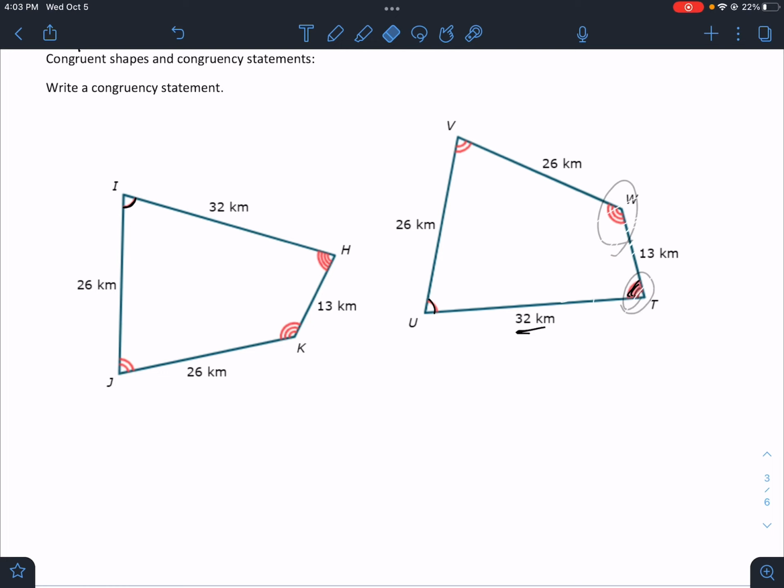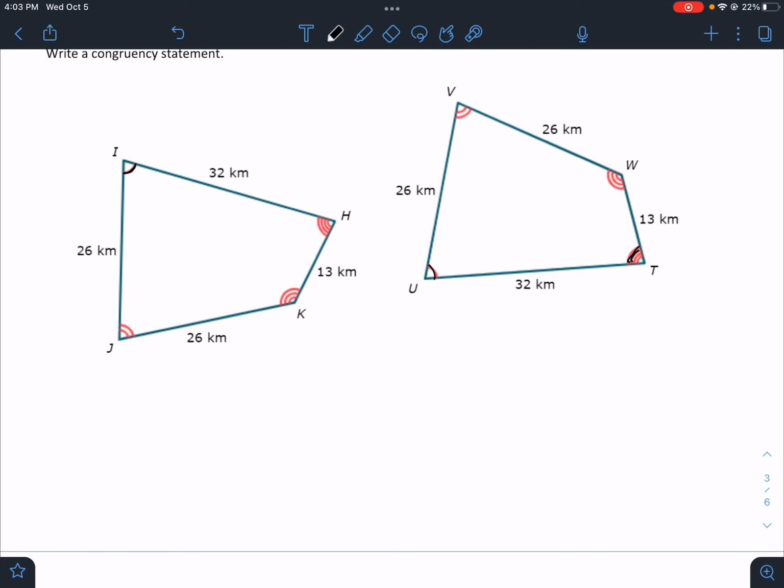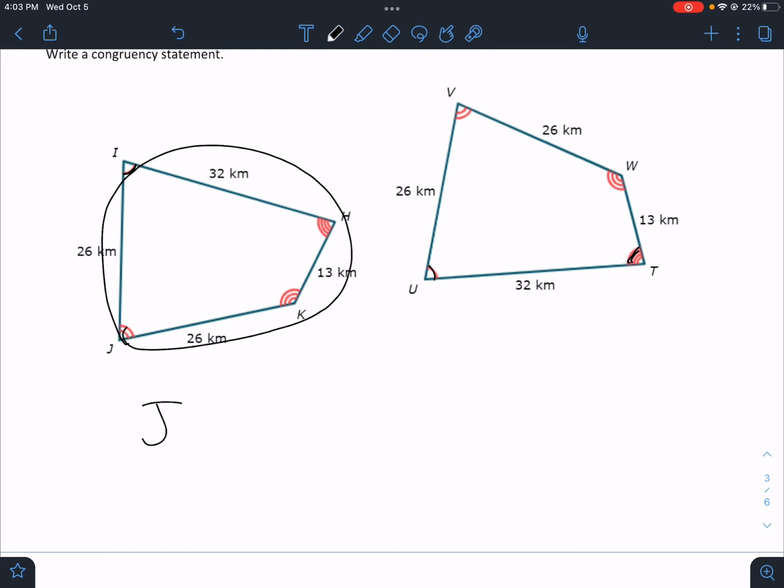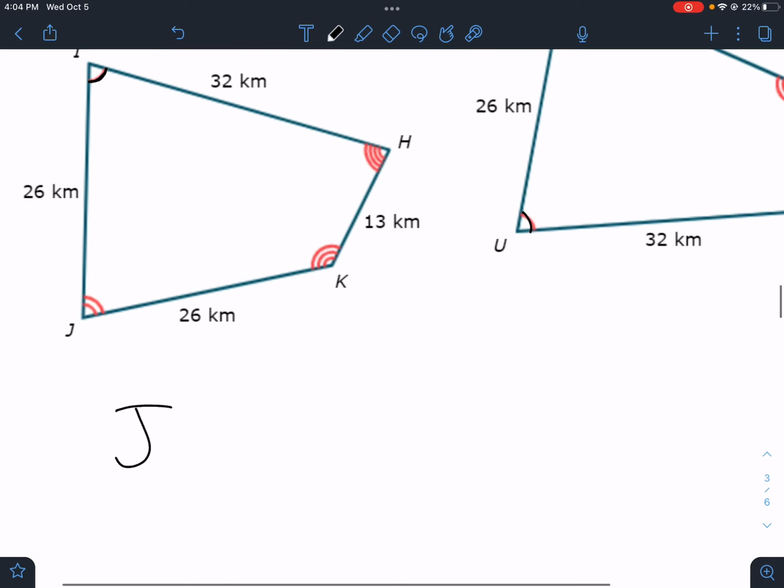They have equal angles. They have equal sides. They have the same configuration. So we're going to name them. It does not matter what order I put these in, as long as once I hit, like if I say J is my first letter, I have to either go clockwise or counterclockwise. No crissy-crossy. Crissy-crossy makes an X. Don't do it. So let's say I go J, K, H, I is congruent.